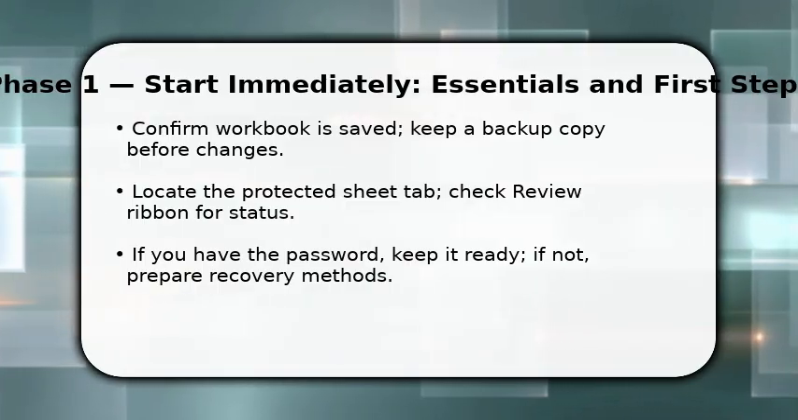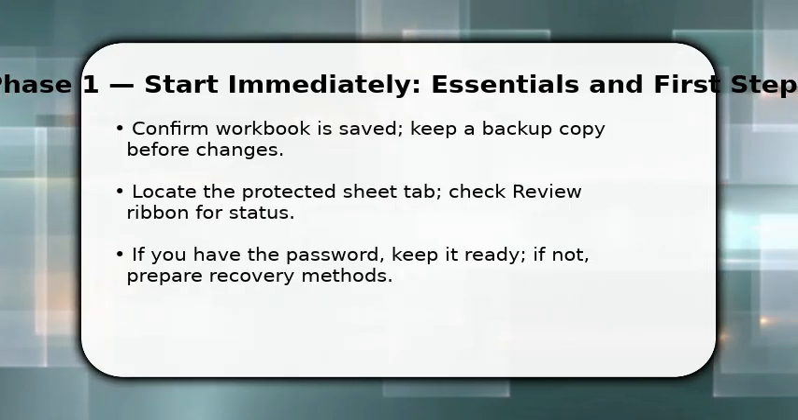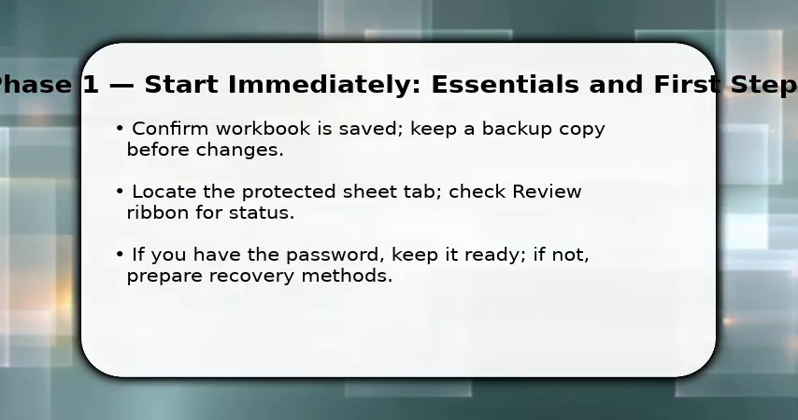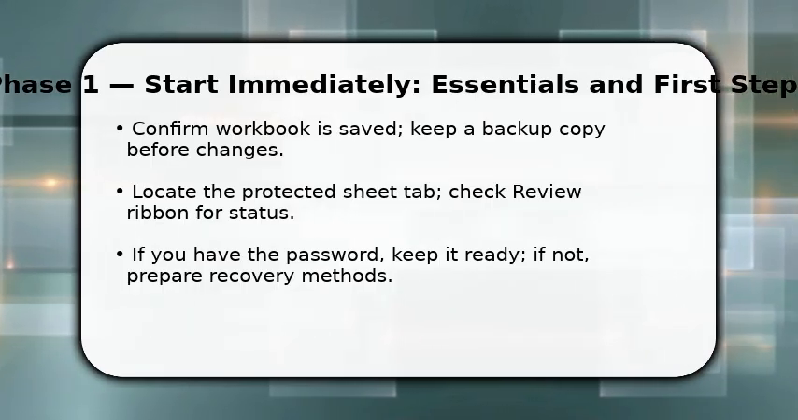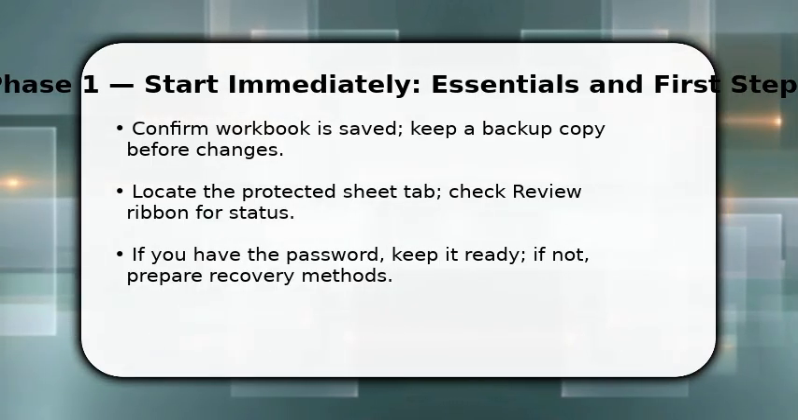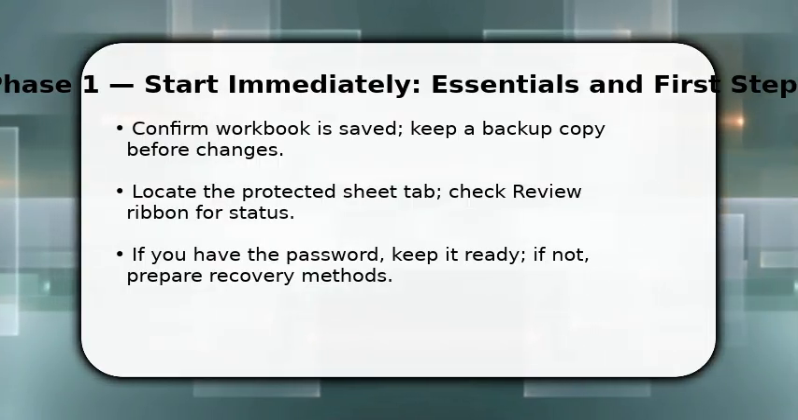Next, choose Unprotect sheet. If Excel prompts for a password, enter it. If you know the password, type it carefully and press Enter. That immediately restores edit access. Make sure to note why the sheet was protected, because that informs the next steps.